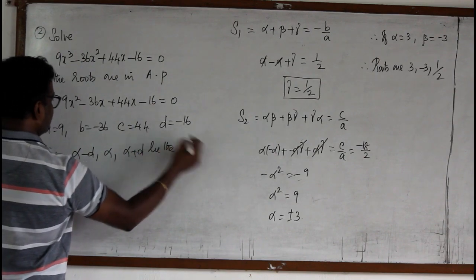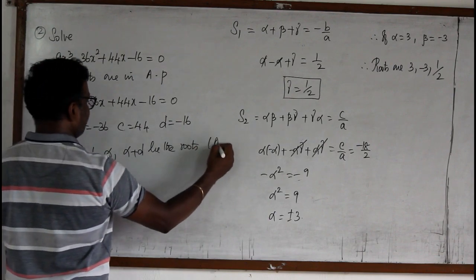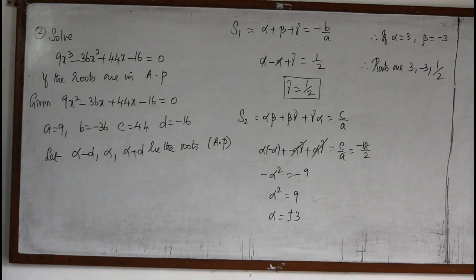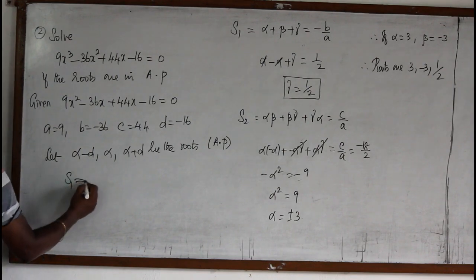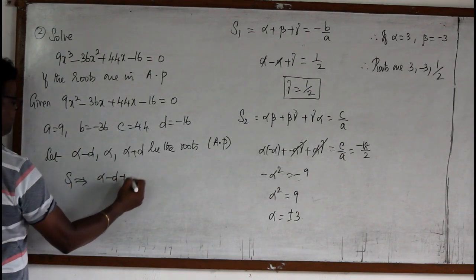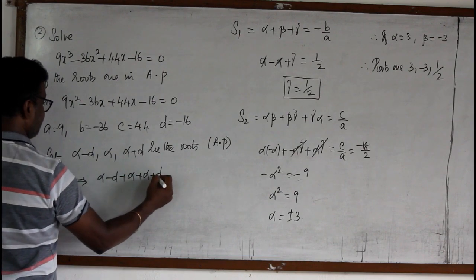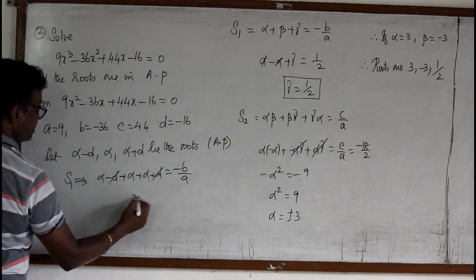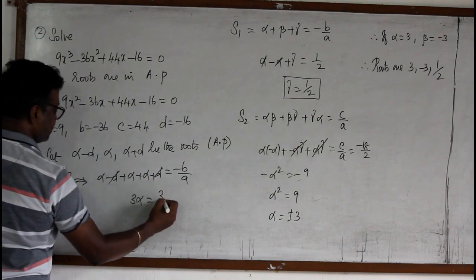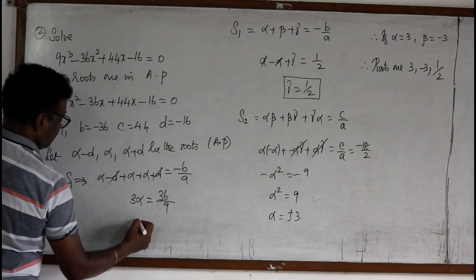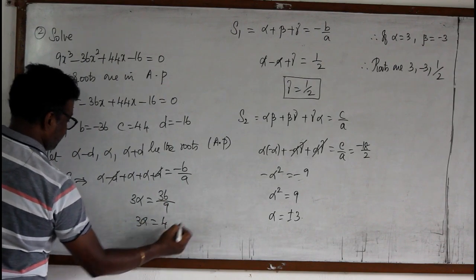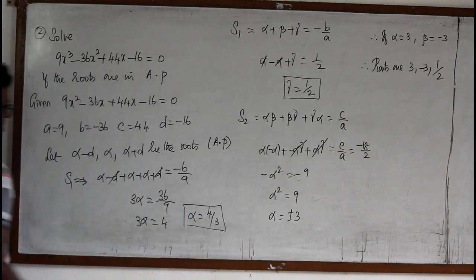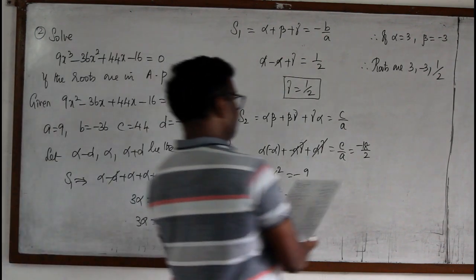Whenever they give the roots are in AP, it's better you take the roots as alpha minus d, alpha and alpha plus d. Then S1 is alpha minus d plus alpha plus alpha plus d is minus b by a. Plus d minus d cancels. 3 alpha is plus 36 by 9. 3 alpha is 4. Therefore alpha is 4 by 3. So we got one root now itself as 4 by 3.